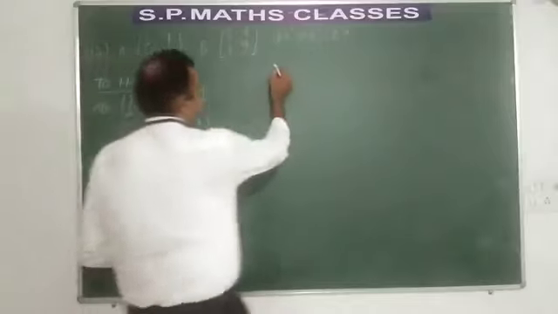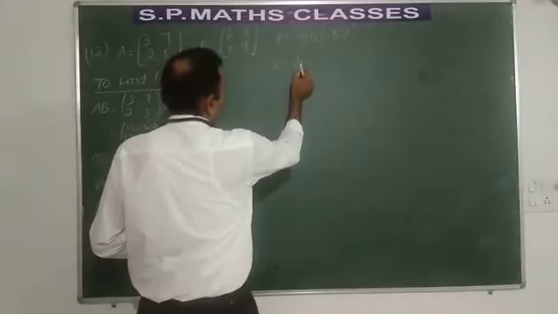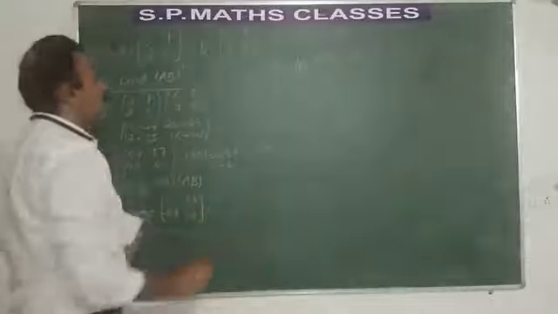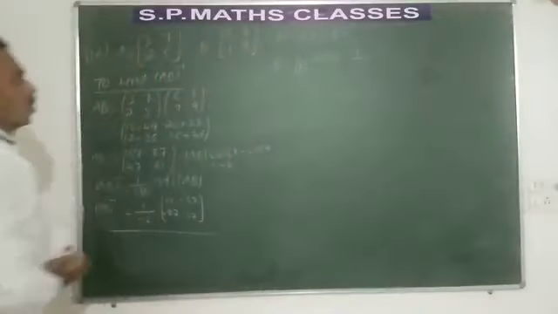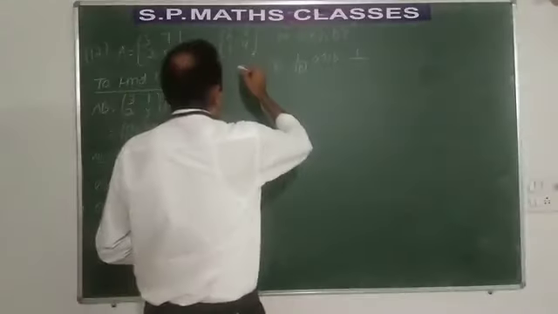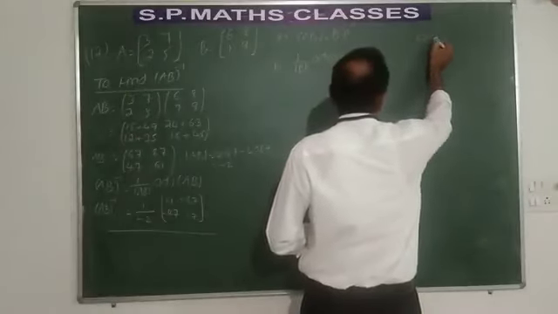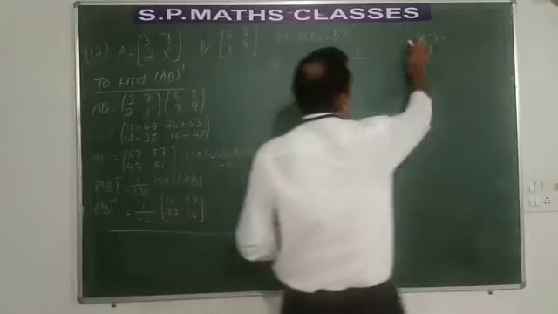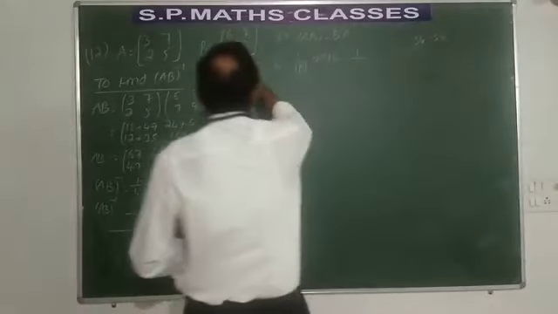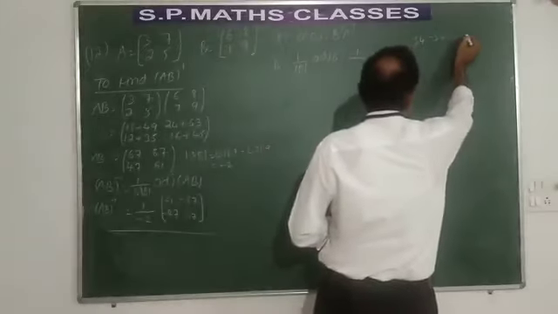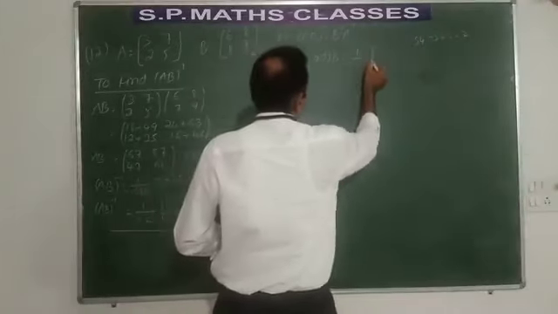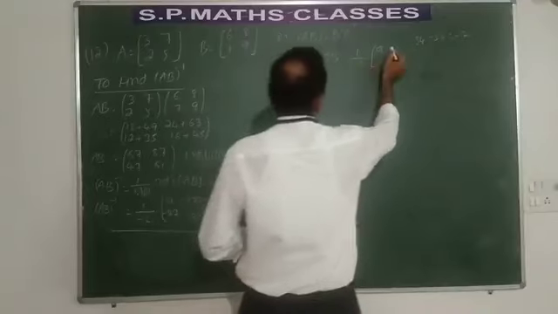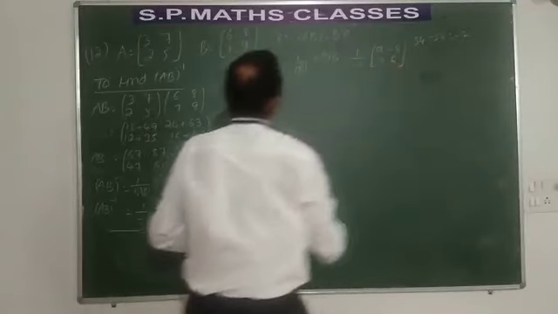Let us find out B inverse. What is B inverse? 1 by determinant B into adjoint of B. What is determinant B? 9 6s are 54, and 8 7s are 56. You get minus 2. So it is minus 2 into adjoint B: interchange the diagonal elements, change the signs of the other elements, minus 8, minus 7. This is what B inverse is.